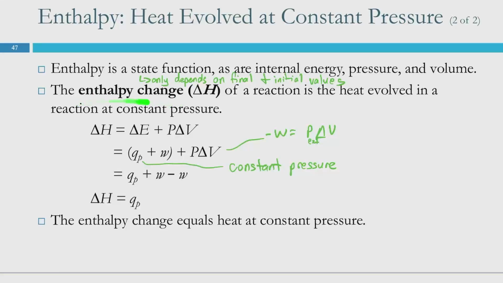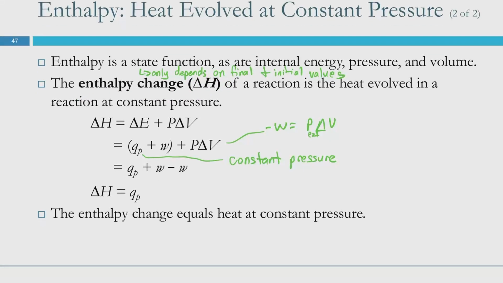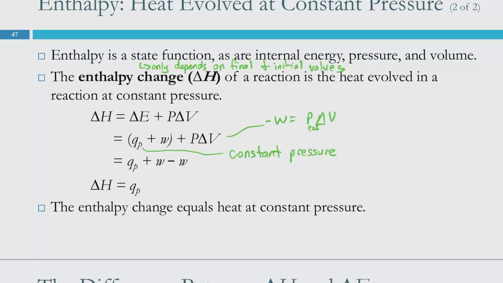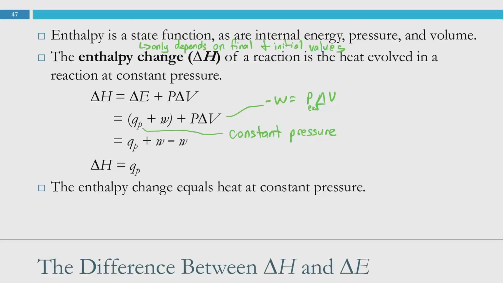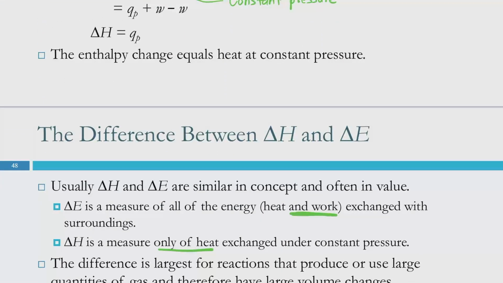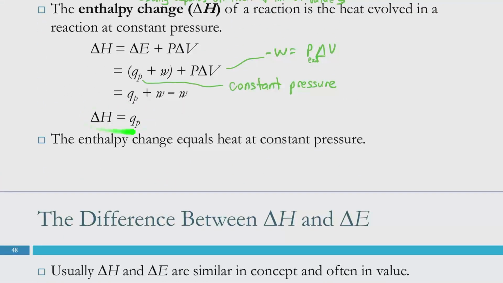So we talked about an enthalpy change. An enthalpy change has this delta H function. It's a state function, so it only depends on the initial and the final values. There's no path involved in that. Okay, and we came to the conclusion that delta H, our enthalpy change, is the same as our heat at constant pressure.